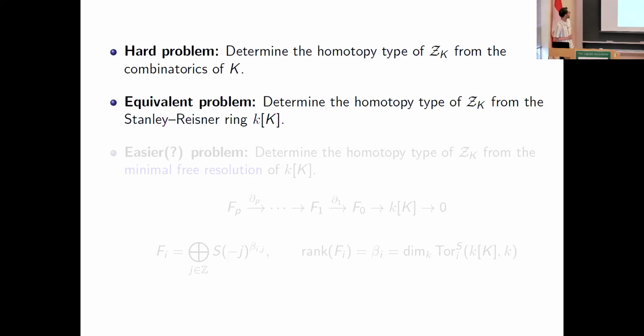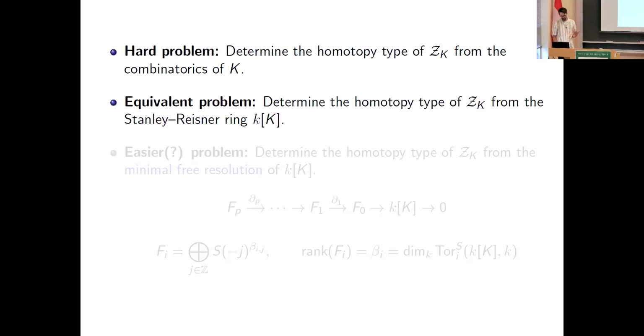An equivalent way of thinking of this, since the simplicial complex and its Stanley-Reisner ring determine one another, is just to try to understand the homotopy type of ZK from algebraic properties of this ring, right? The combinatorics of K is encoded in the algebra of the Stanley-Reisner ring.